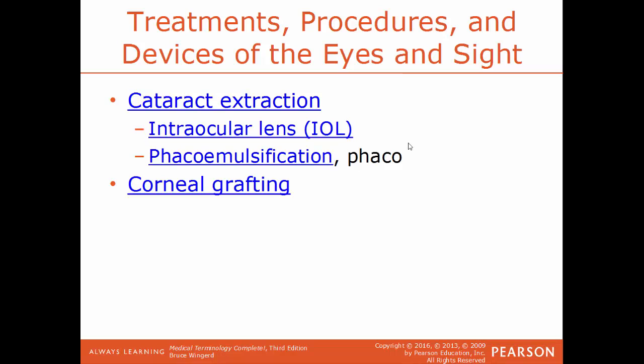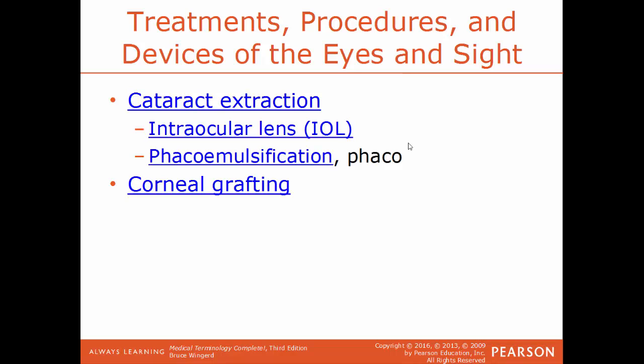And one of the methods that is used to remove a cataract is the next term, referred to as phaco, but the full term is phacoemulsification. This is a more modern technique to remove a cataract. This works by using high frequency ultrasound vibrations, basically to break up the cataract, and then those fragments are extracted out. Corneal grafting, also known as a corneal transplant.